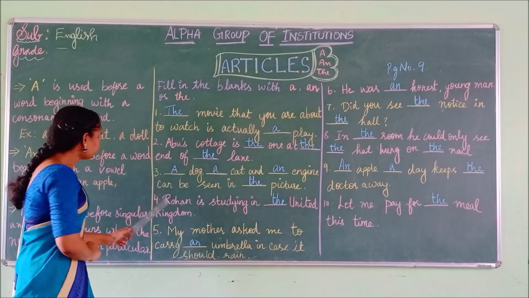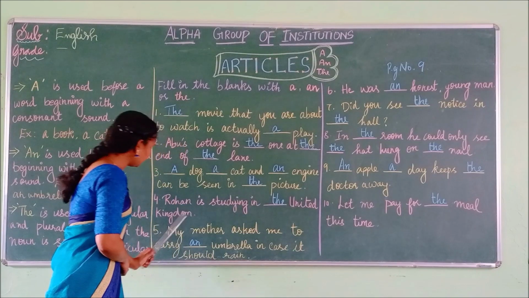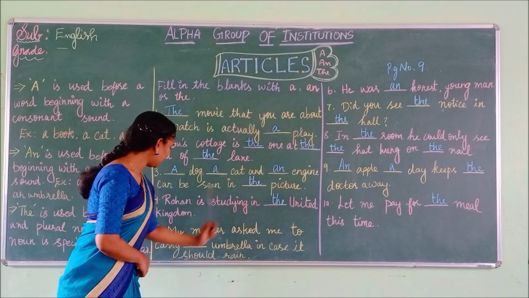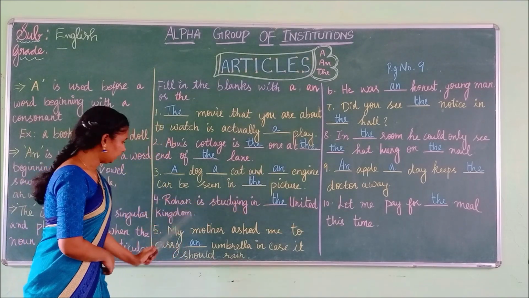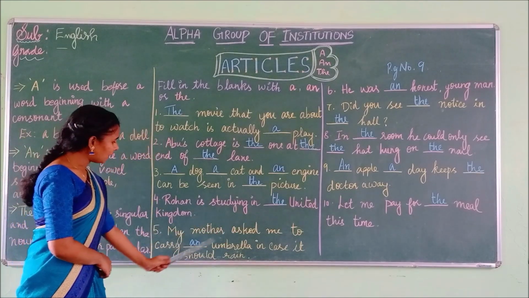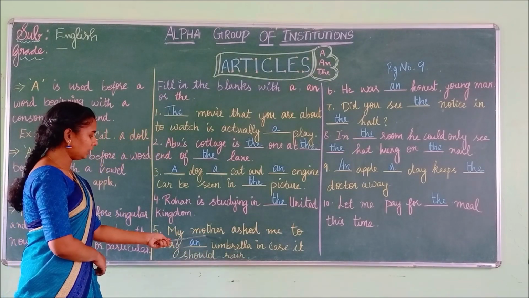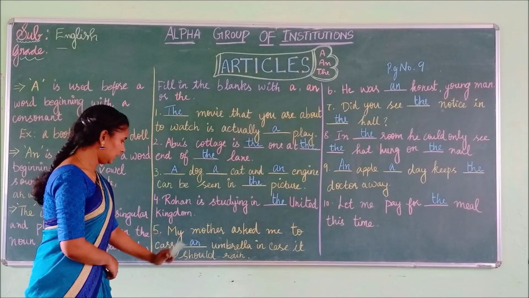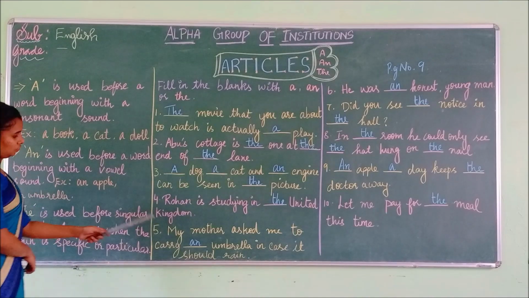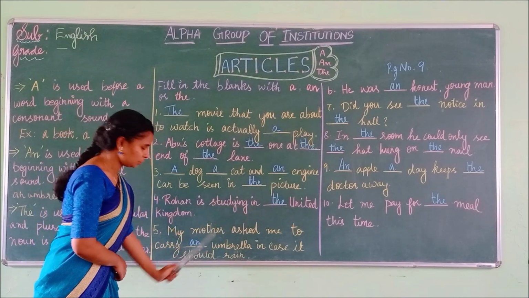Next we have got, Rohan is studying in dash United Kingdom. See what's the answer here? Rohan is studying in the United Kingdom. The United Kingdom. Next, my mother asked me to carry dash umbrella in case it should rain. So here we have got a blank. What's the answer? An umbrella. So already we have seen words which have vowel sound, we should use an. So my mother asked me to carry an umbrella in case it should rain.